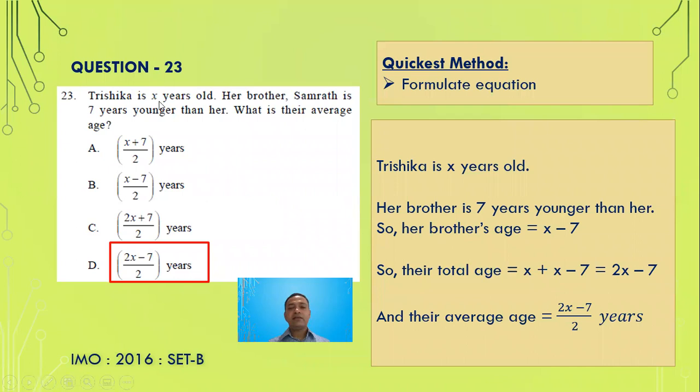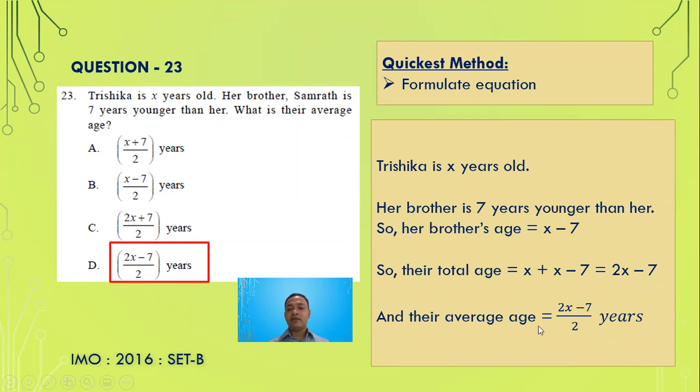Trishika is X years old. Her brother Samarth is 7 years younger than her. What is their average age? So if Trishika is X years old and her brother is 7 years younger than her, what is her brother's age? X minus 7. So what is their total age? X plus X minus 7, isn't it? X plus X is 2X, so 2X minus 7. These are the combined ages of Trishika and her brother.